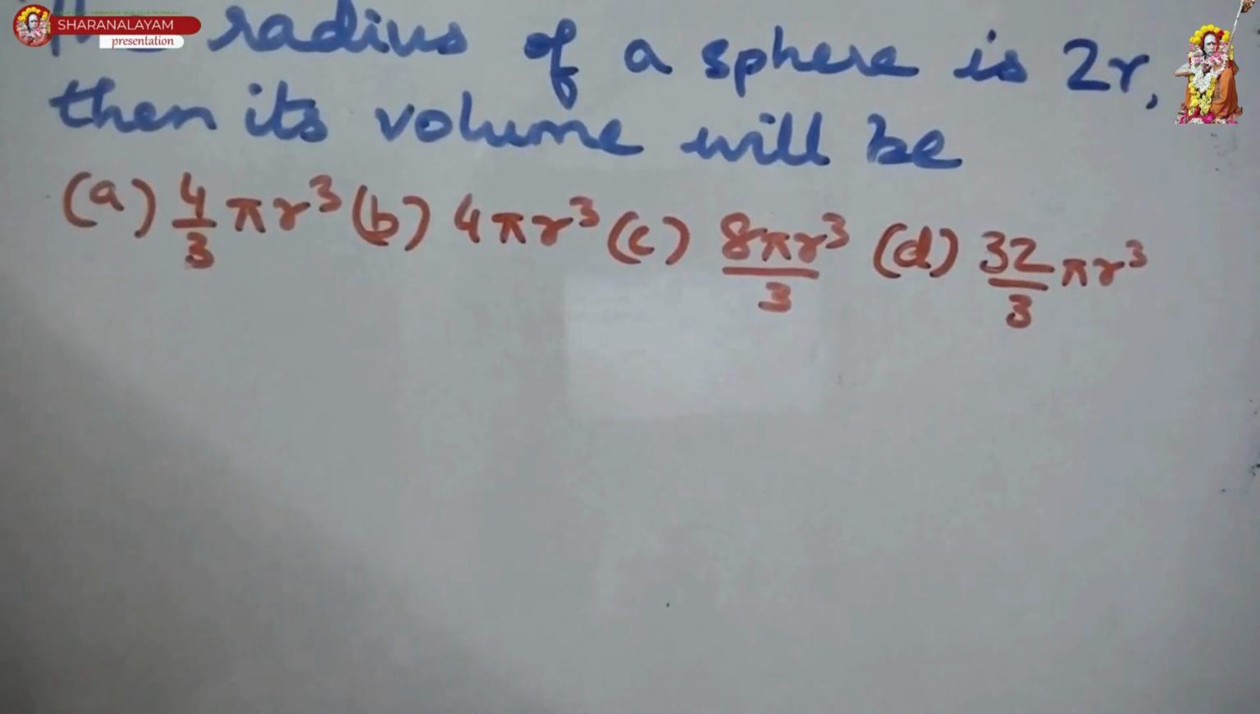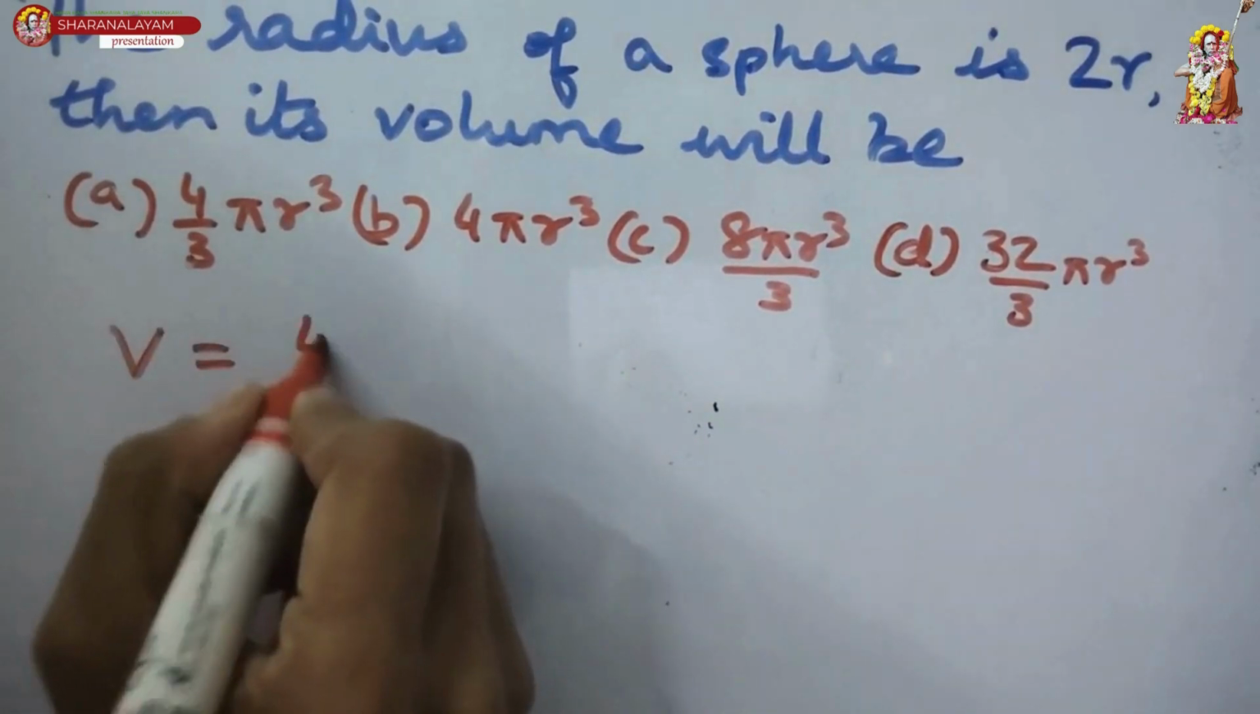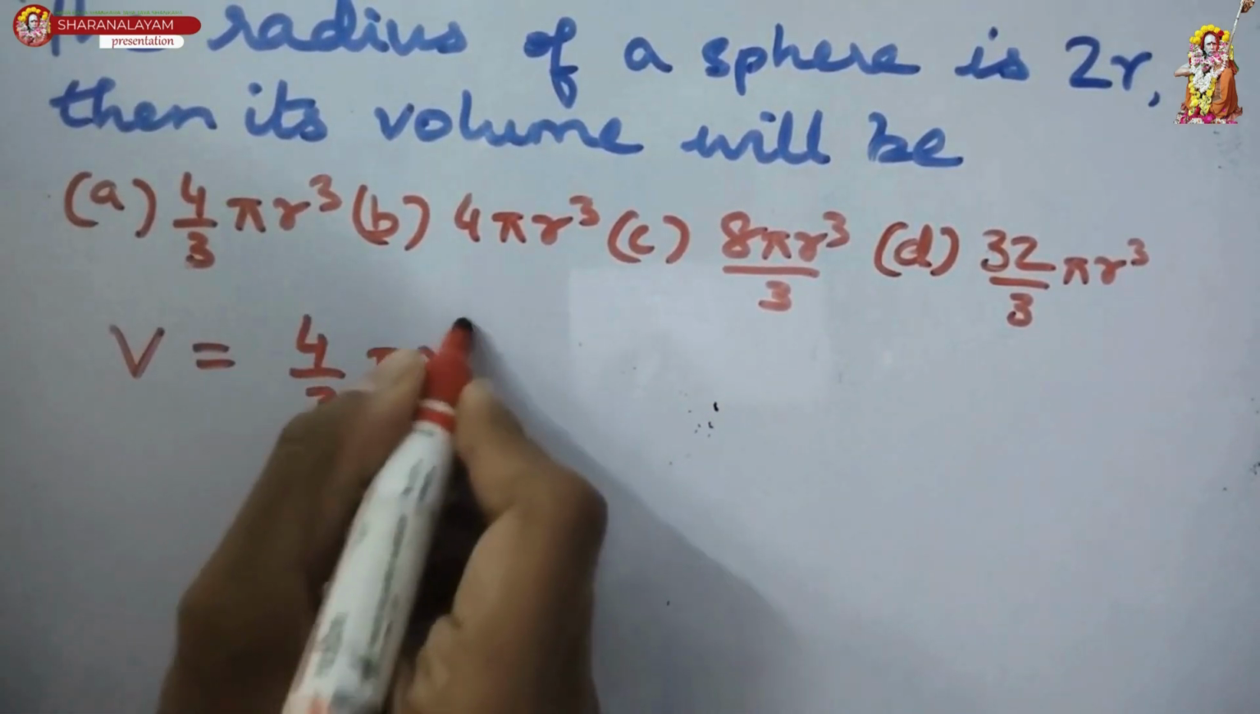Next question. The radius of a sphere is 2r. Then its volume will be, first option A, 4 by 3 pi r cube. Second option B, 4 pi r cube. C, 8 pi r cube by 3. And D, 32 by 3 pi r cube. So, how will you work out? We know volume of a sphere V is 4 by 3 pi r cube.